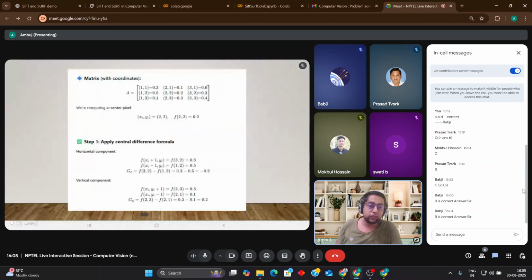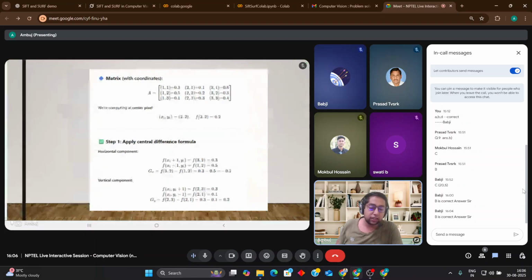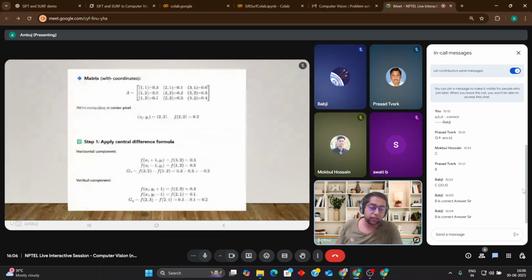The matrix along with the coordinates has been given to you: 0.3, 0.1, 0.6, 0.5, 0.2, 0.3, 0.4, 0.3, 0.4. Then you compute at the center pixel, which is 2 comma 2, which is 0.2. Then you apply the central difference formula in the horizontal component as well as in the vertical component.